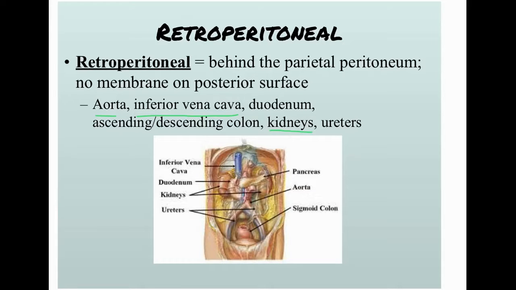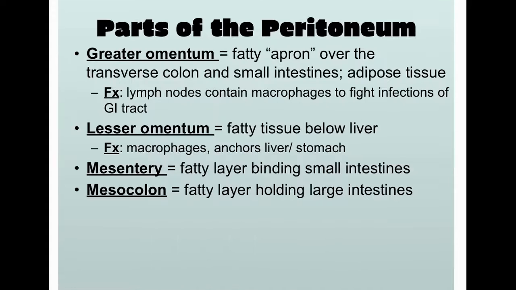And also parts of the small intestine: the duodenum is located behind the peritoneum in the retroperitoneal space. And also the ascending and descending colon. The ascending part of the large intestine is what goes up from the cecum, goes up, and then goes to the transverse colon, and then remember it goes back down. That'll be the descending colon. So these are important structures that are located in the retroperitoneal space.